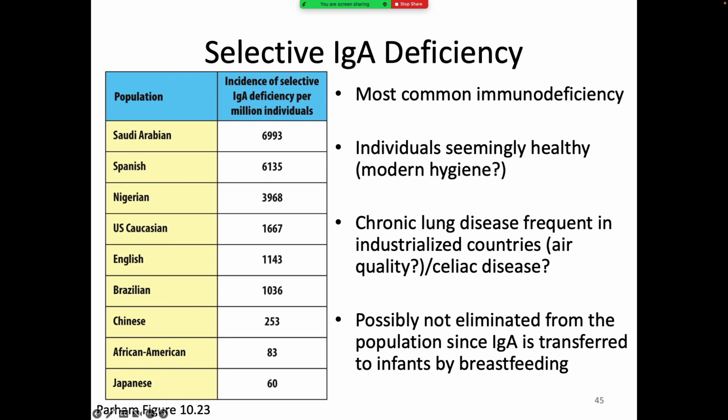Yep? Is IgA in baby formula? It is not in baby formula. So you can imagine that's one of the pieces that people talk about with breastfeeding versus formula. There is no IgA in formula.